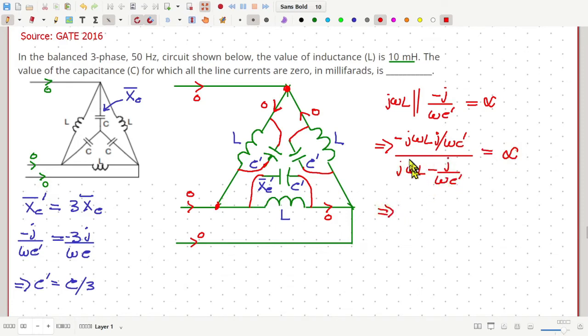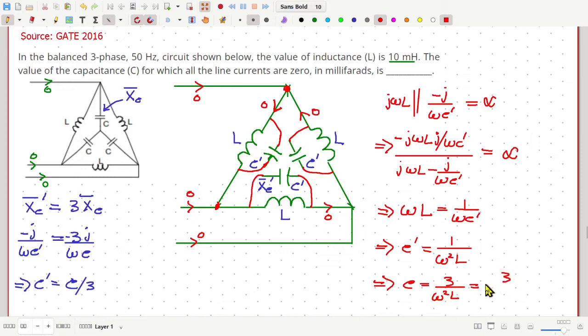That means omega L should be equal to 1 over omega C prime. So omega L is equal to 1 by omega C prime. Okay, and that means C prime is equal to 1 by omega square L, and C prime is C by 3. So therefore C should be equal to 3 by omega square L.